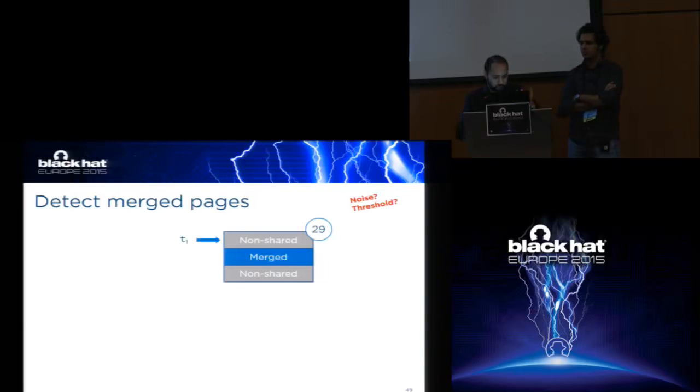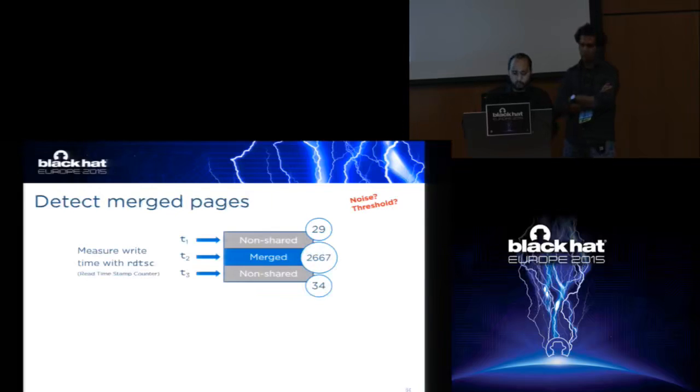We then wait the wait time that we detected, and then we start to write to these pages. So you write to the first byte of the first page, the first byte of the second page, and the first byte of the third page. And then we measure write time. And depending on these values, we can then deduce if that page might have been potentially merged or not.